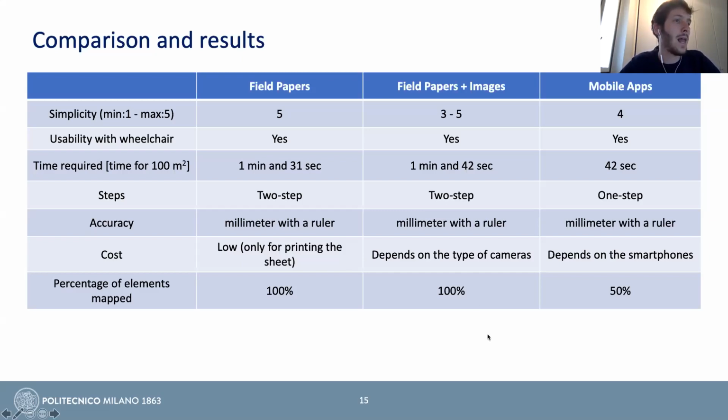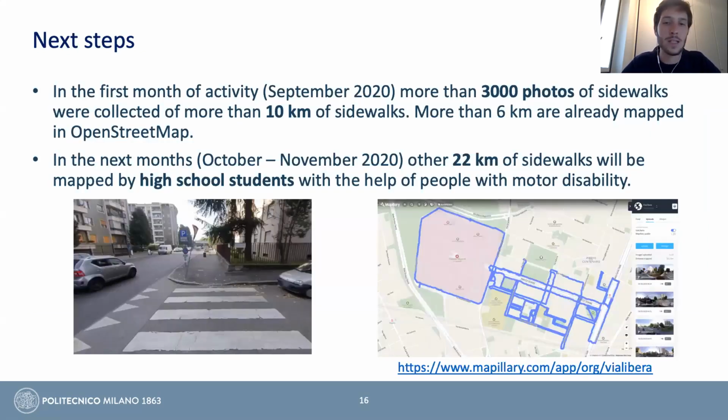The last important element is that with the mobile application, we found that it was very hard to draw every single element, because linear elements are quite difficult to draw on a smartphone, since the screen is very small. Generally, it's not useful. It's not as simple as using a mouse on a computer when you are at a desk. So the next steps are some activities we have already done.